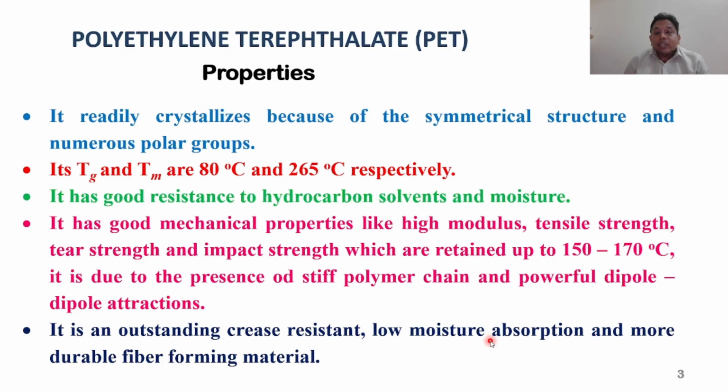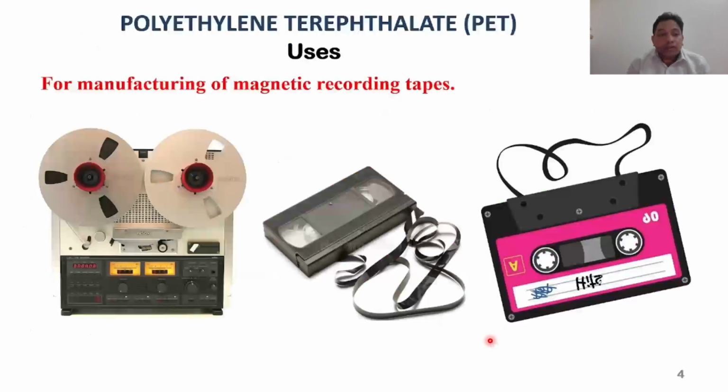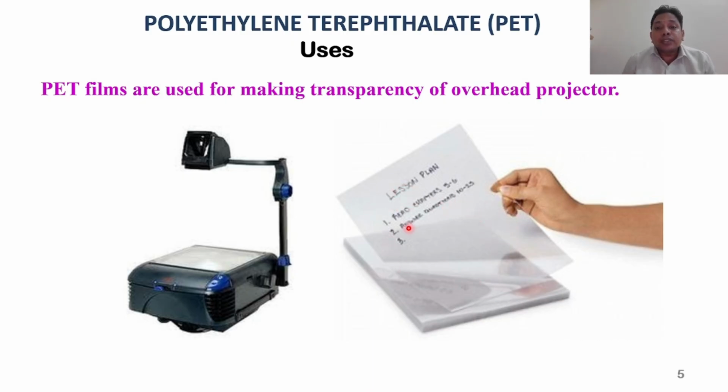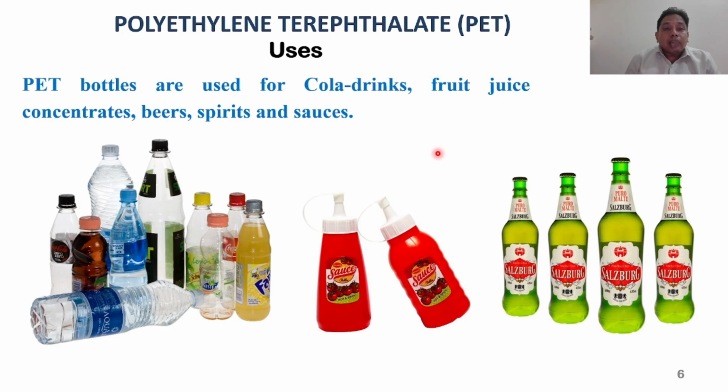So you can see the applications based on these properties. They can be used in the manufacturing of magnetic recording tapes. You can see these magnetic recording tapes. Next, transparent films. Usually transparent sheets are used for overhead projectors, and also for making PET bottles, which are very popular. They are used for packing and storage of cola drinks, fruit juice concentrates, beers, spirits, and sauces.